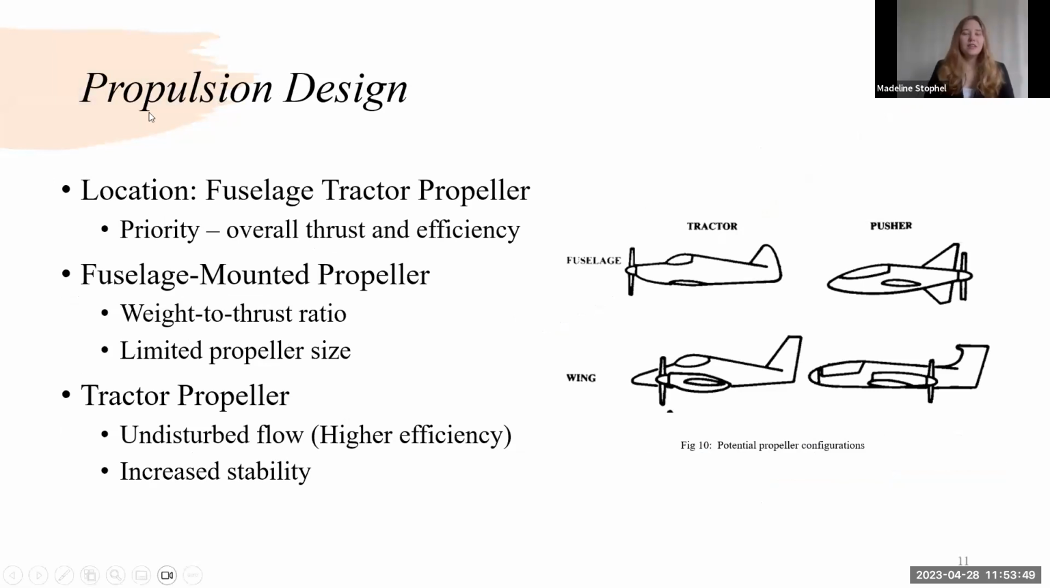So the next thing we determined was where our propeller would be on the fuselage or wing. The two options we had were a fuselage mounted or a wing mounted propeller. We chose fuselage mounted because it had a higher weight to thrust ratio and the propeller wasn't limited in size by the fuselage being right next to it, as it would be on the wings. And secondly, we chose a tractor propeller, which is located on the front of the fuselage rather than the back, because it would have undisturbed flow, which meant we would have higher efficiency for the propeller itself.